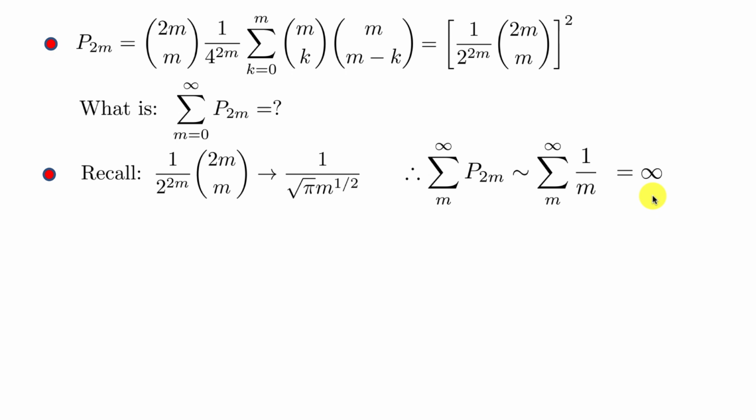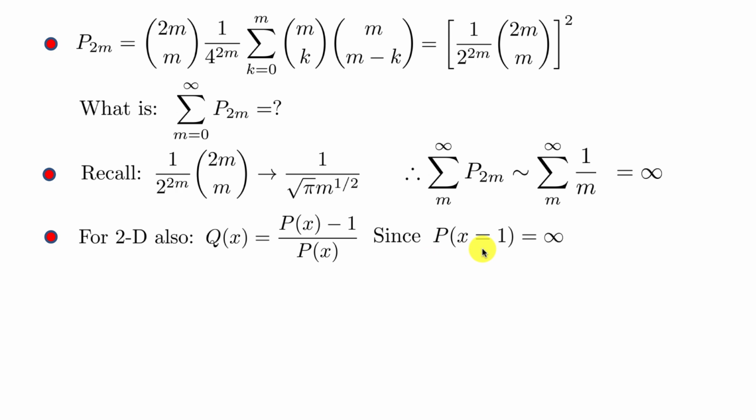Now, in exactly the same way as we did for the one-dimensional case, we can prove that q of x, defined suitably, is equal to p of x minus 1 over p of x. There's no difference in terms of the theorems that need to be established for one and two dimensions. But now, again, we find that p at x equal to 1 is equal to infinity, which means that, again, q of 1 will be 1, and that means that the drunk in two dimensions will return home. There's no difference in this regard between the one-dimensional case and the two-dimensional case.